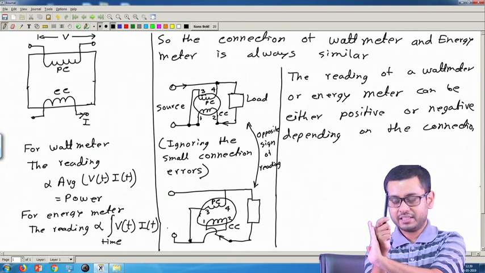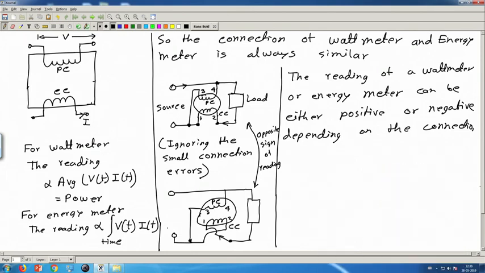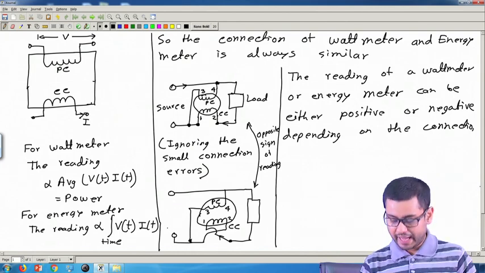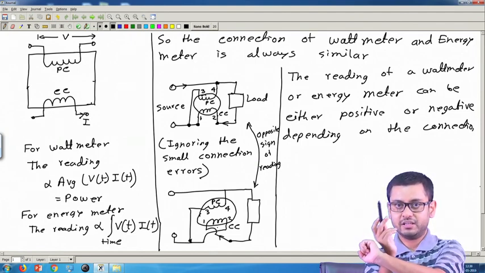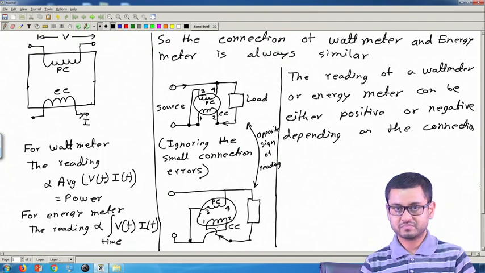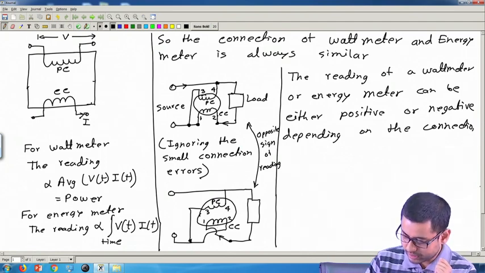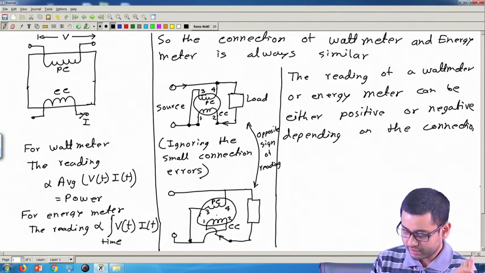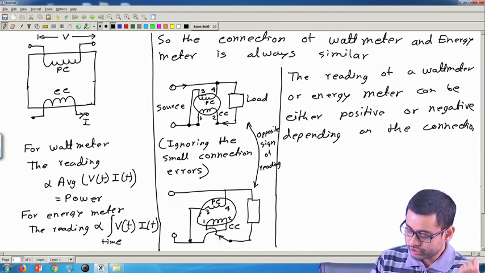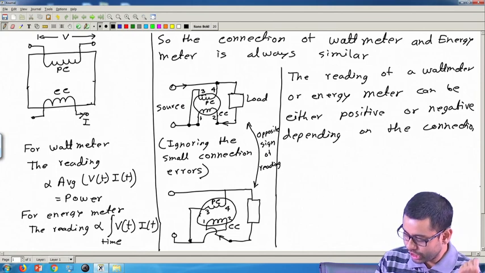Then if we connect the coils in a manner so that the reading is negative, the pointer will indicate zero. Okay, and in that case we have to reverse the connection so that the pointer now indicates positive reading only. So that is important. Sometimes the pointer cannot go to the negative side, there is no place to go, and then the pointer gives only zero, and therefore we have to reverse the connection of either the current coil or the pressure coil.